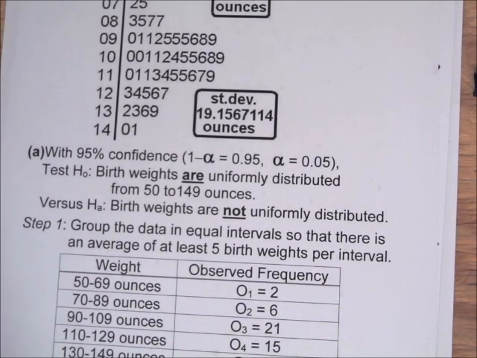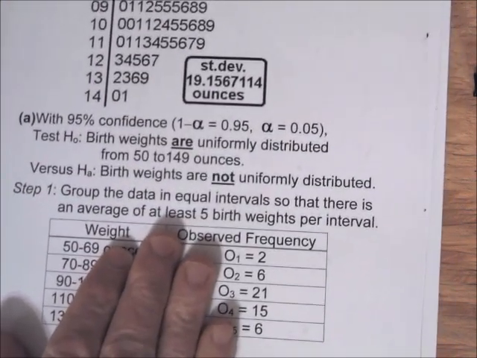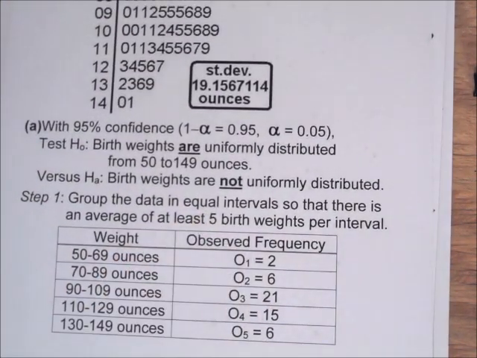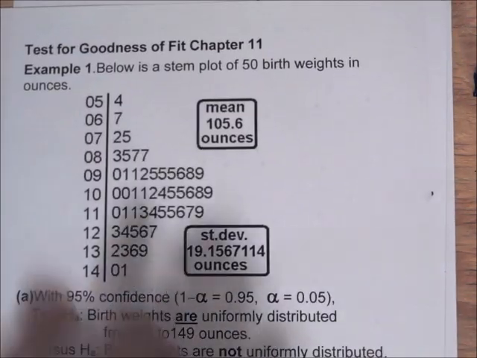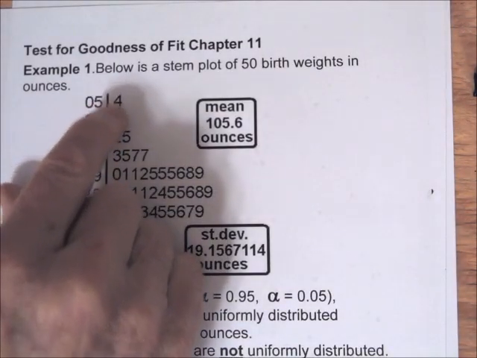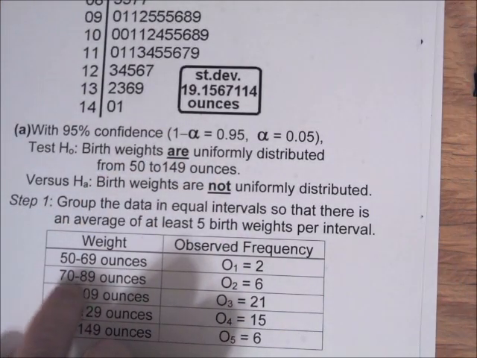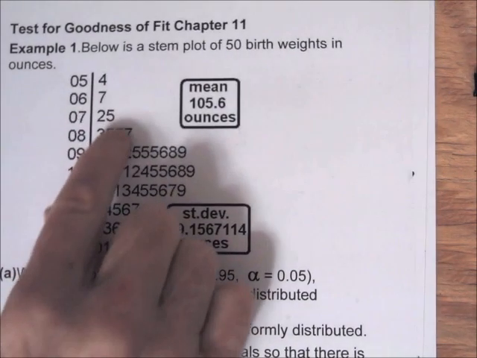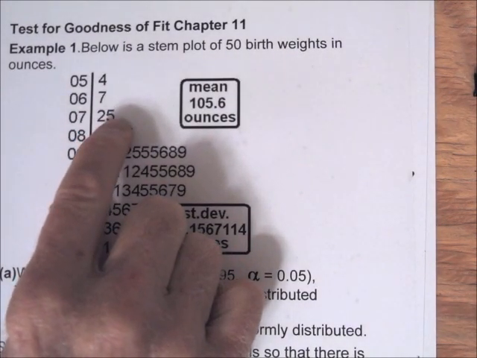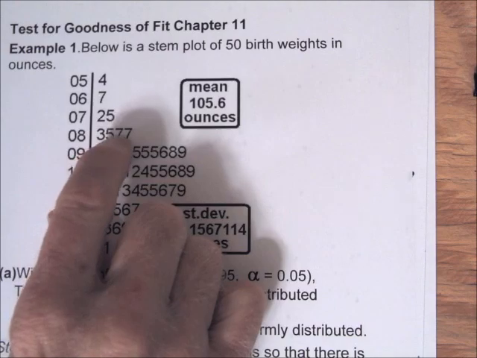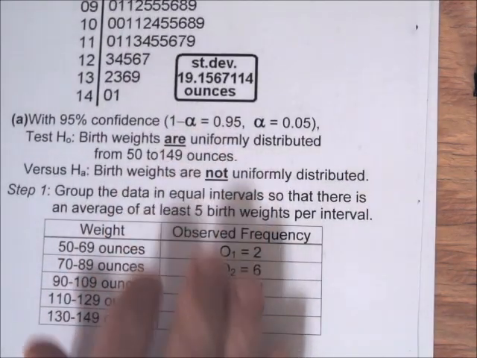So the first step is to group the data into equal intervals so that there's an average of at least 5 births per interval. So I divide this into 5 intervals. For 50 to 69 ounces, we have 2 babies, a 54-ounce and a 67-ounce baby. For 70 to 89 ounces, that's rows 7 and 8, we have 6 babies: 72 ounces, 75 ounces, 83, 85, 87, 87. There's 6 babies, and so forth.